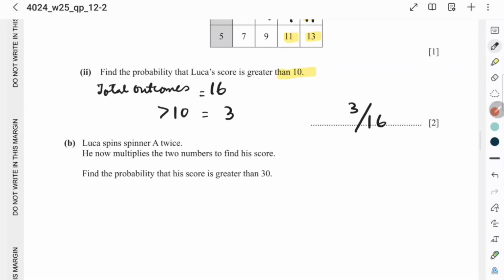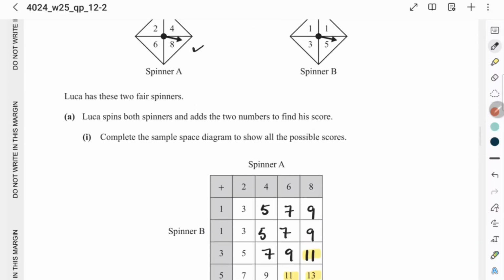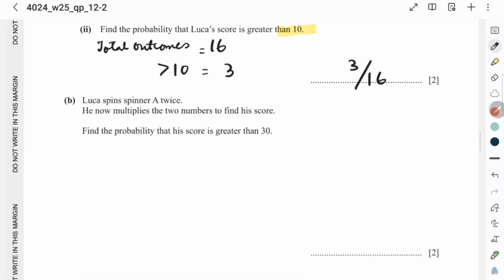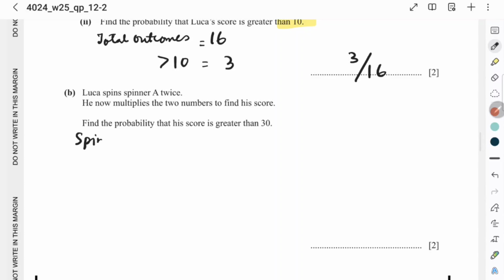Lucas spins spinner A twice. He now multiplies the two numbers to find his score. Find the probability that his score is greater than 30. On spinner A, we have 2, 4, 6, 8. It means that we are multiplying 2 by 4, then 2 by 6, and then 2 by 8.